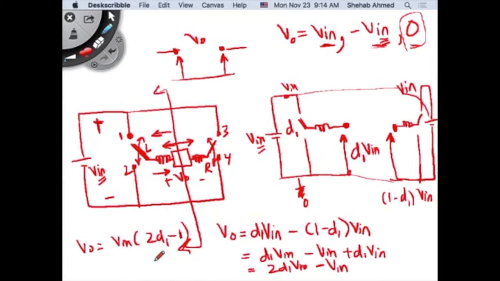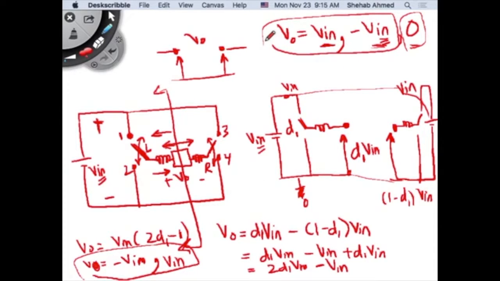So if duty ratio is equal to 0, what's my V output? Minus V in, exactly. If duty ratio is equal to 1, what is my V output? V in. Right? So my V output will range between minus V in to V in, depending on the duty ratio, which confirms what we were talking about here with this flipping business. So you can now derive it easily.